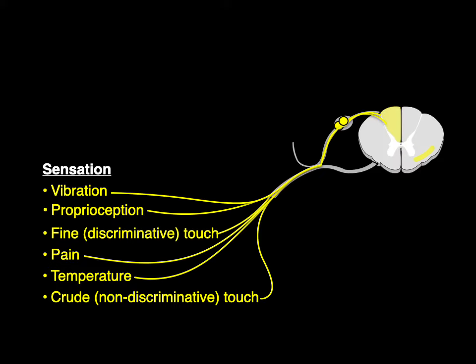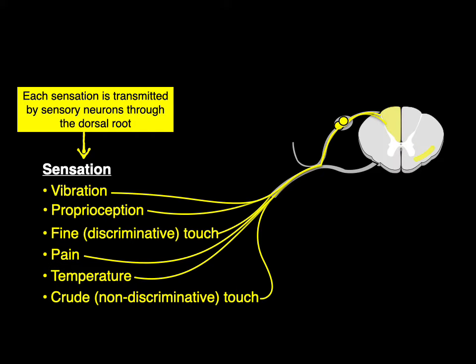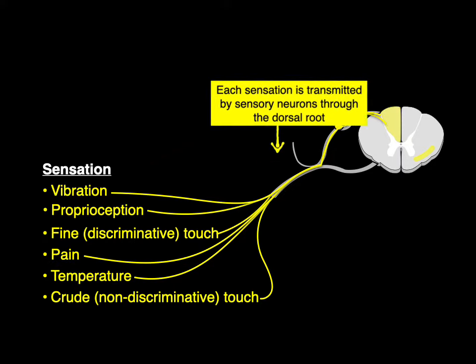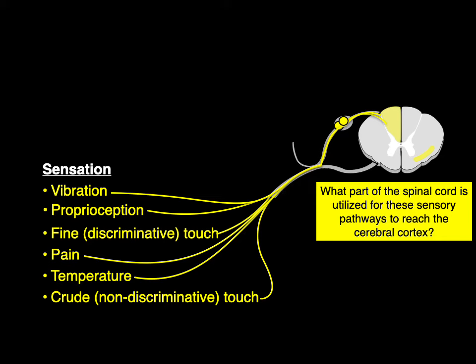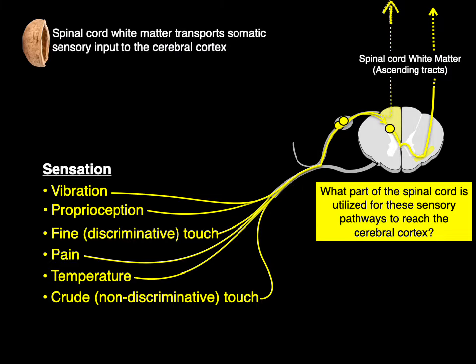Now, each sensation is transmitted by sensory neurons, through the dorsal root. Now, what part of the spinal cord is utilized for these sensory pathways to reach the cerebral cortex? And the answer is spinal cord white matter, these ascending tracts that go up. So in a nutshell, spinal cord white matter transports somatic sensory input up to the cerebral cortex.